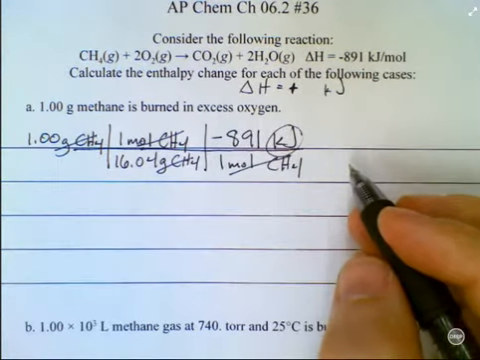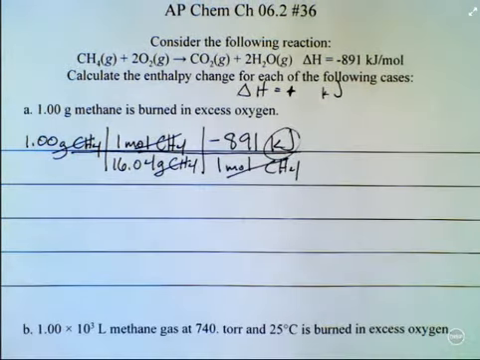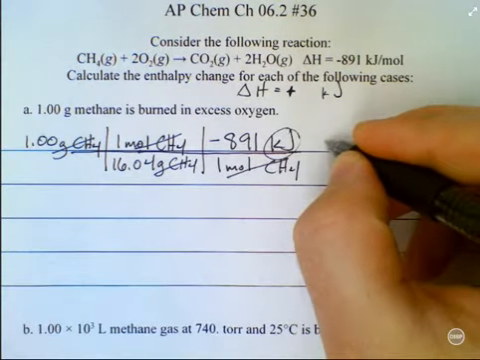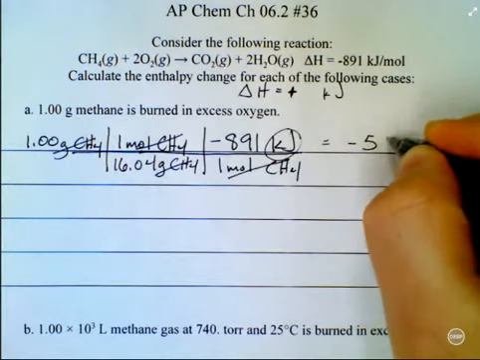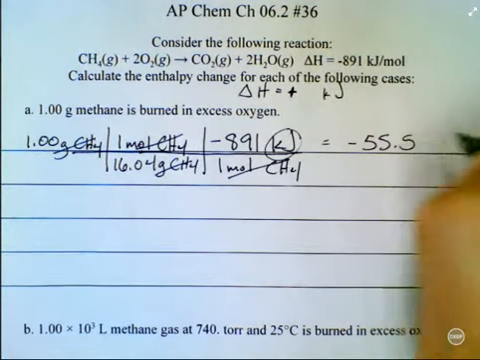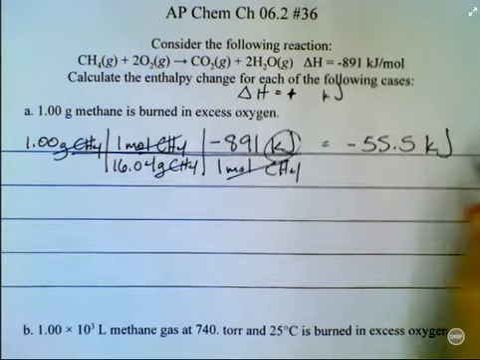So using the calculator, 1 times 1 times negative 891, all divided by 16.04 times 1. We come up with negative 55.5 kilojoules.